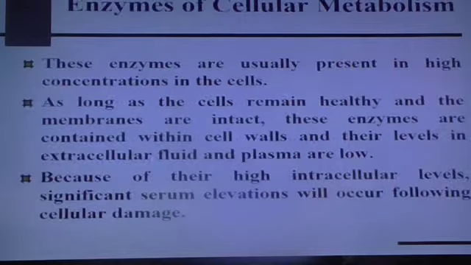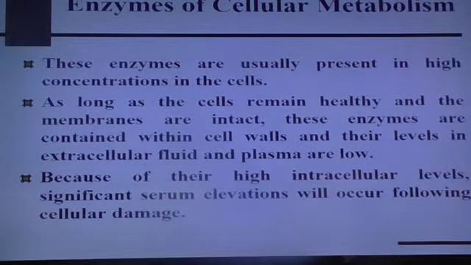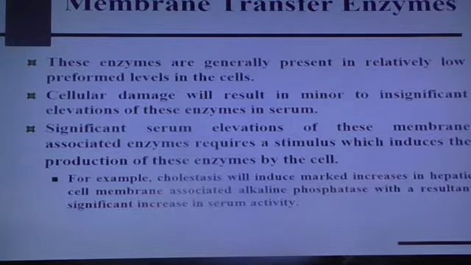Okay? Now, as far as enzymes of cellular metabolism, they're going to be usually very high in the cells. As long as the cells remain healthy and the membrane's intact, are they going to be detected in the blood that much? No. It's going to be a low level because some comes out normally, but not that much, okay? Now, if you've got very high intracellular enzymes, and now you're starting to see a very high elevation of that same enzyme in the serum, what does that tell you has happened to the integrity of the cell? It's compromised, okay?